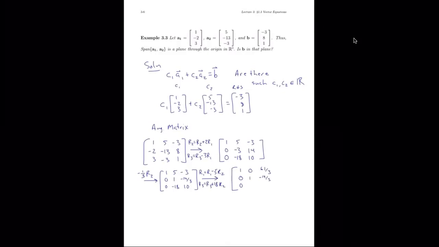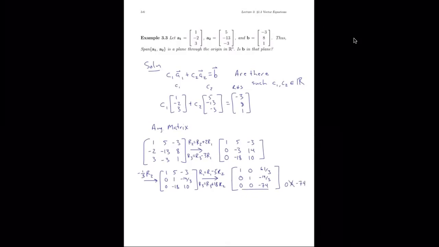Things are looking good. 18 times row 2 added to row 3 zeroes the negative 18 out. 18 times negative 14 over 3: well, 18 and 3 cancel to a 6, and 6 times negative 14 is negative 84. Negative 84 plus 10 is negative 74. It really doesn't matter what that number is because it's not 0. Along this row, we see an inconsistency. This tells us that 0 C1 plus 0 C2 equals negative 74. That's asserting that 0 equals negative 74.